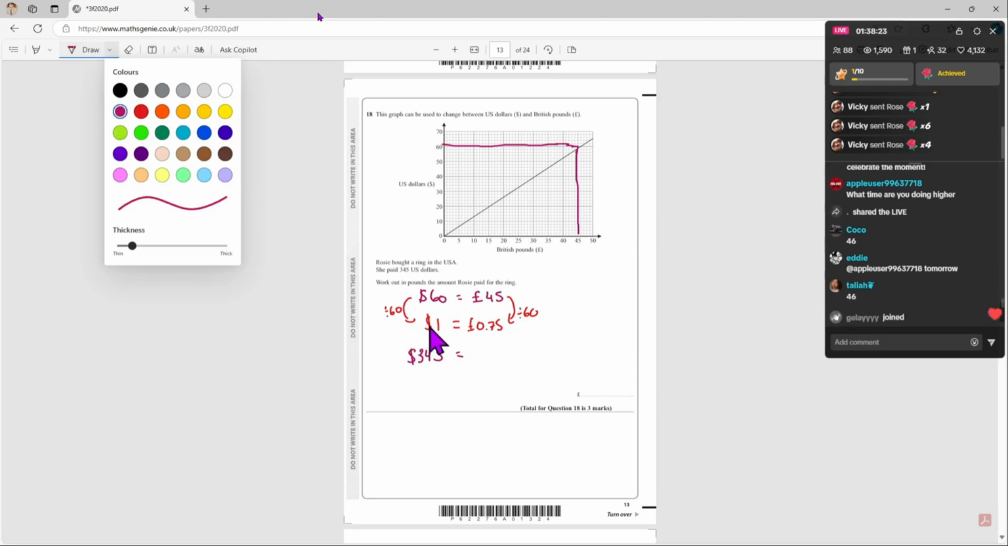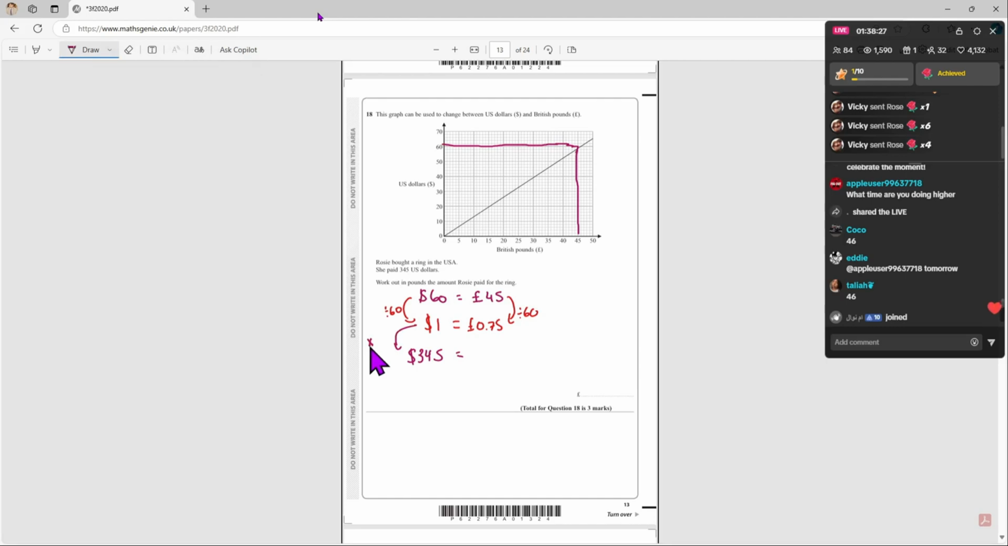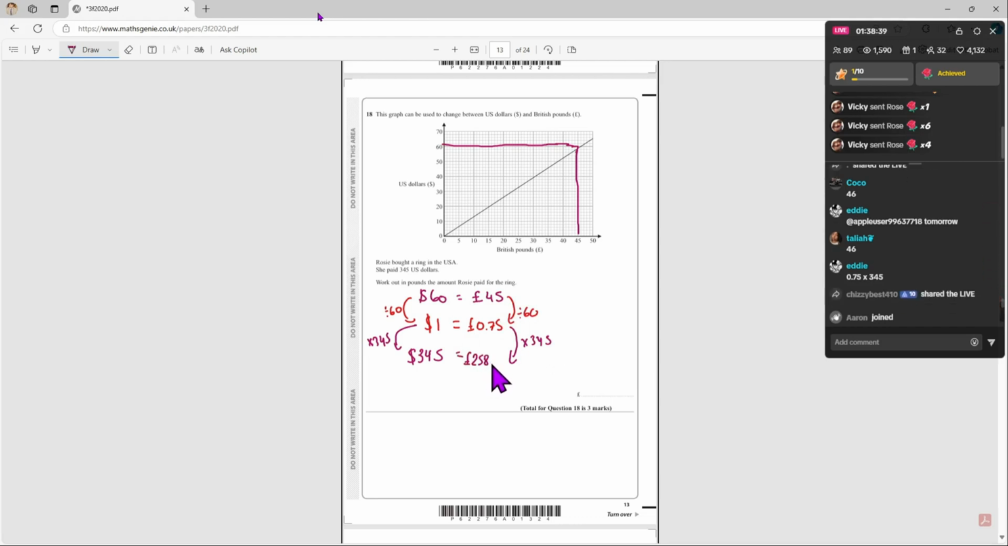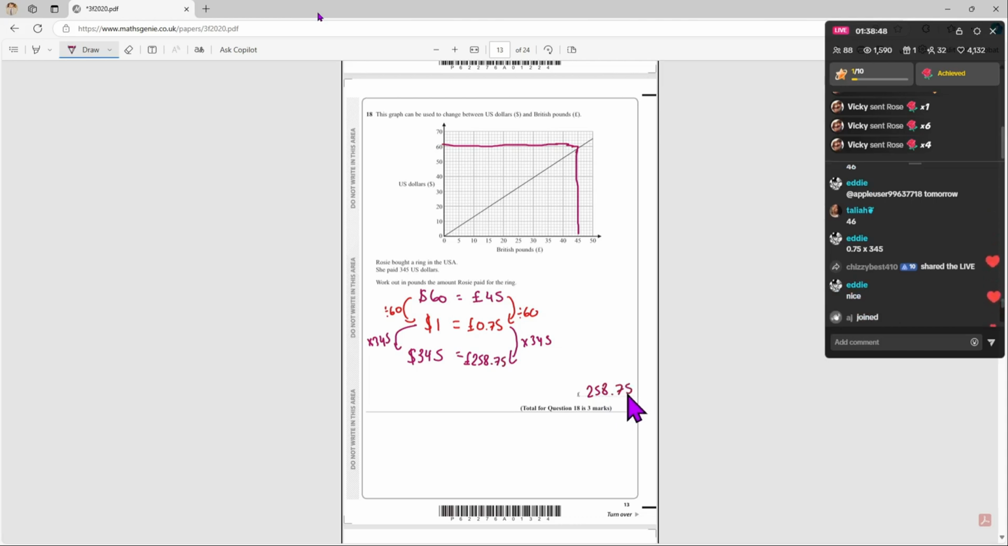And then to go from $1 to $345, you would multiply by 345. So you do the same thing over here, times by 345, and then you would get 258.75. And that will be your answer. 258.75 will be your answer. So well done for getting that correct.